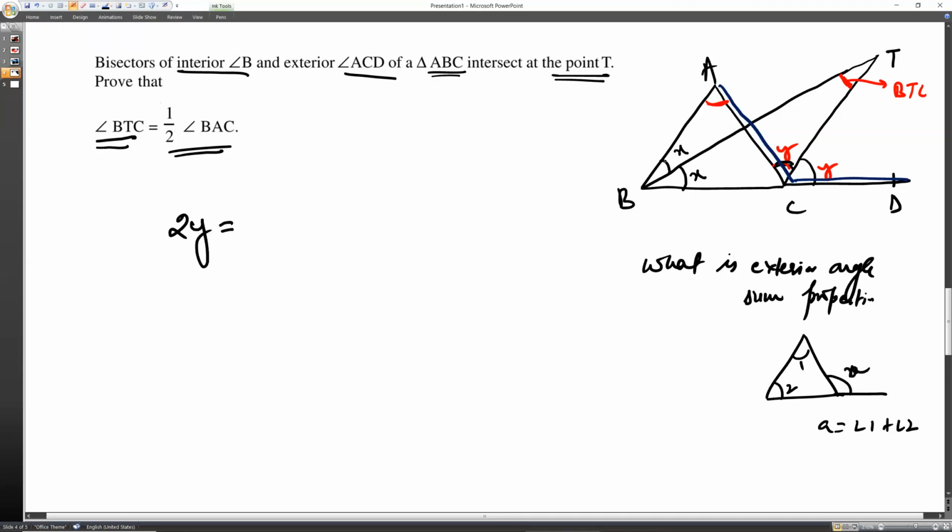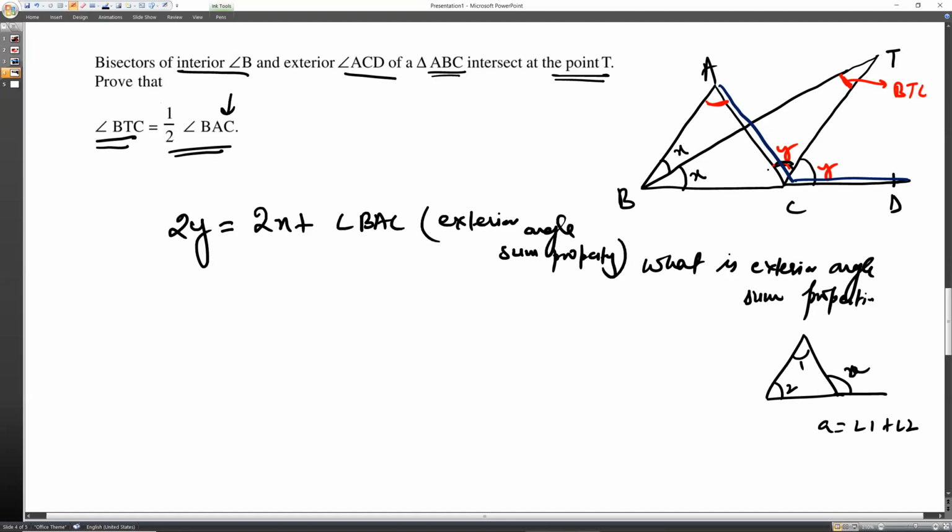This 2Y will be equal to what? This 2x plus this angle, 2x plus angle BAC. Why am I not giving it any name? Because we need this one in our answer, that's why. So write it as angle BAC. Why? Because the exterior angle sum property is the reason.